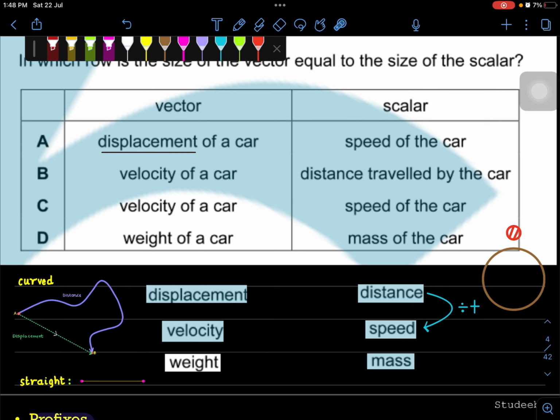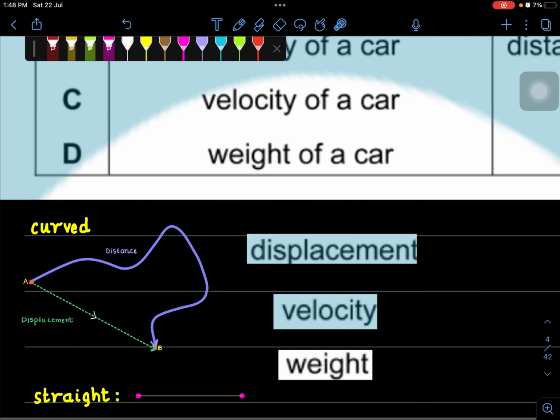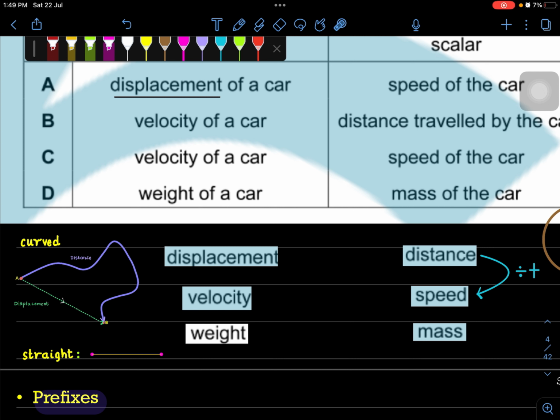Only to revise, you guys must remember by now that if I have a curved path, the total length that this car covers from the start to the end of the journey is the distance. And the shortest length between the start and the end point is the displacement. Alright? So, जब curved path हो हमारे पास, the distance is different from displacement.